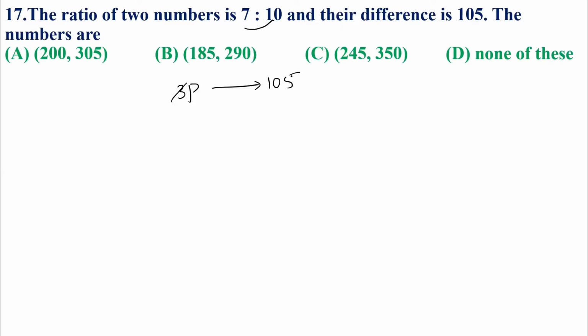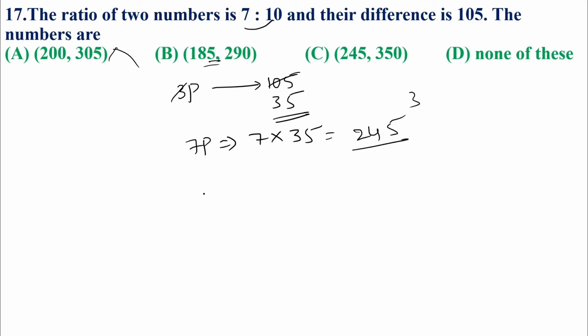1 part is equal to 35, since 3 fives are 35. So 7 parts means 7 into 35. Every option consists of units, so you can eliminate this option. 245, and 10 parts means 350. So option C is the correct answer.